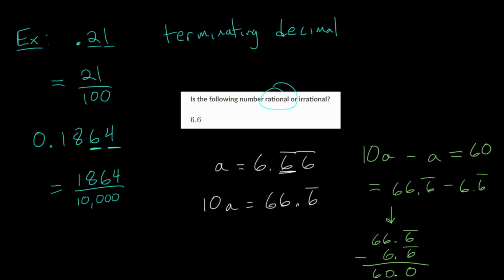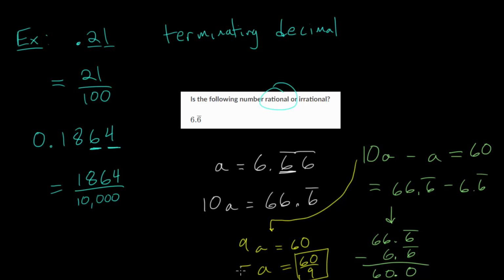And let's simplify this. So 10a minus a is equal to 9a. So 9a equals 60. So solving for a, we get 60 divided by 9. And that is our answer. That's what 6.6 repeating is equal to.